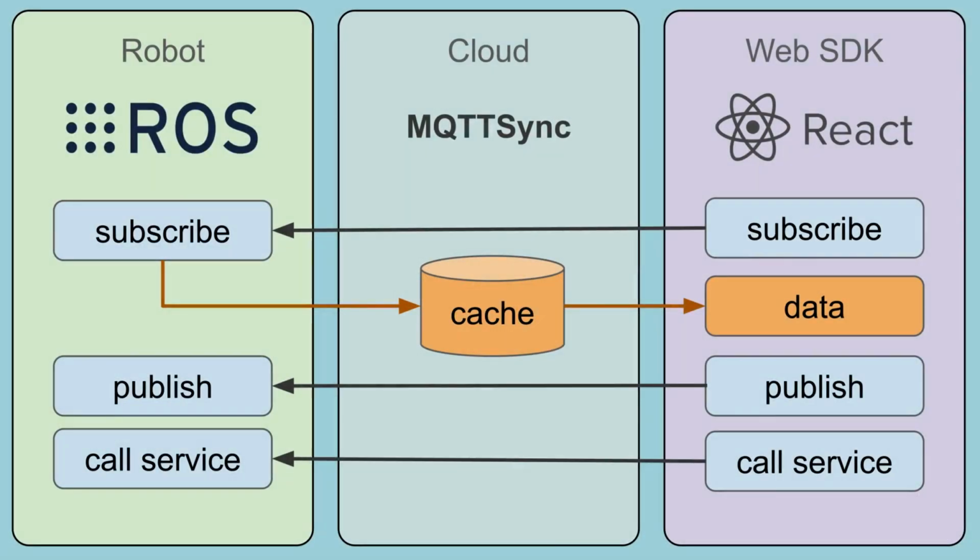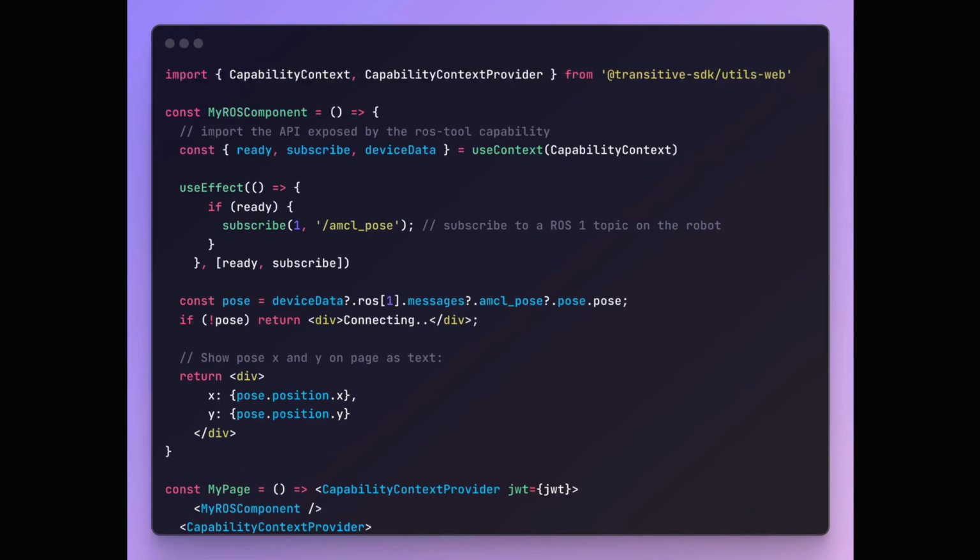The ros-tool capability from Transitive Robotics makes it easy to monitor and control your fleet of ROS robots from the web. It provides web developers with a React API for subscribing and publishing to ROS topics on a remote robot, as well as placing service calls and receiving the response.